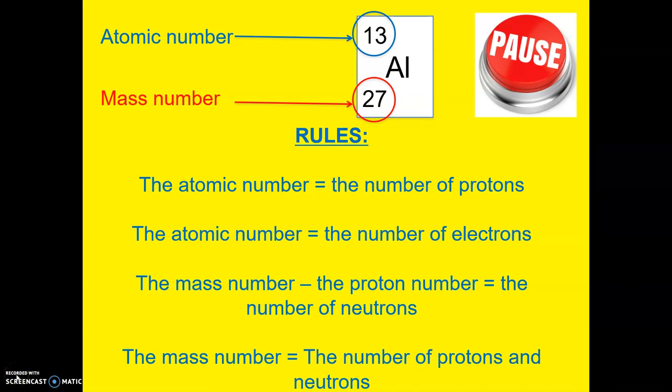Okay, thank you. So now hopefully you understand the difference between the atomic number and the mass number. Mass number is always the biggest, atomic number is always the smallest, but they're not always in the correct order. Sometimes they're swapped around, so the bigger number might be on top. Just be aware of that.